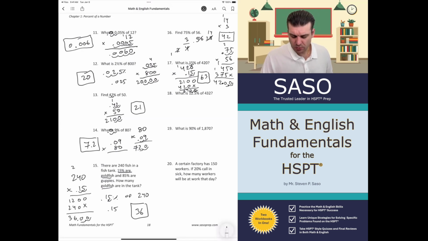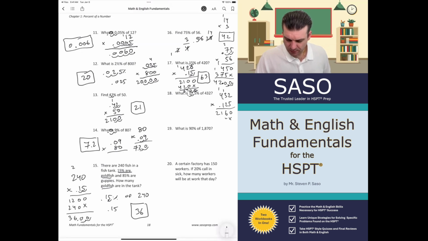What is 12.5% of 432? Oh, these are dirty. All right, let's do it. Move the decimal over 2 places to the left. And we have 432 times 0.125. All right. It's going to be a long one. Let's do it. 5 times 2 is 10. Carry the 1. 5 times 3 is 15. Plus 1 is 16. Carry the 1. 5 times 4 is 20. Plus 1 is 21. First placeholder.